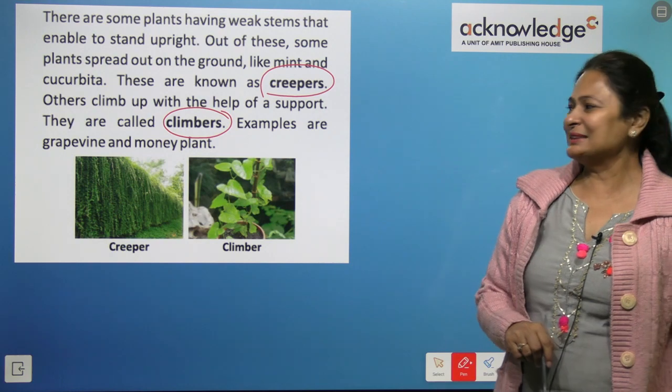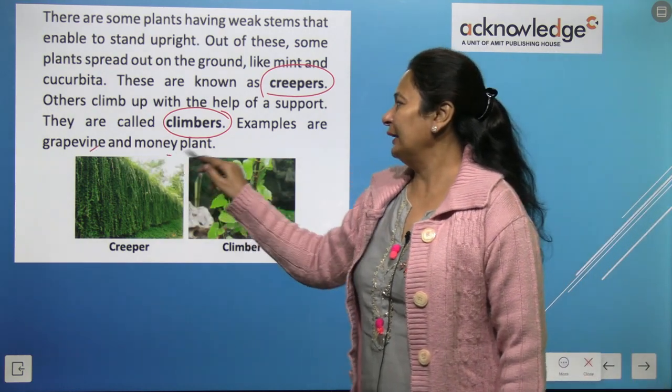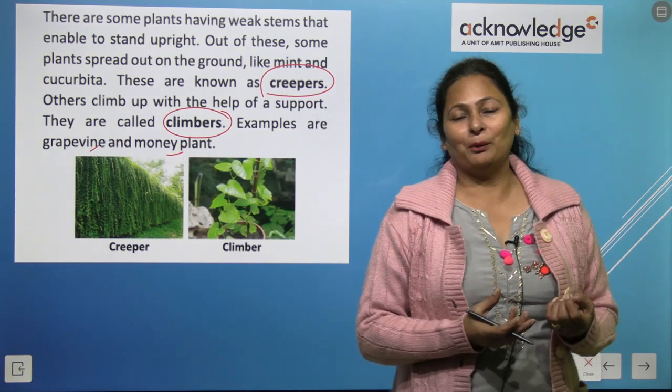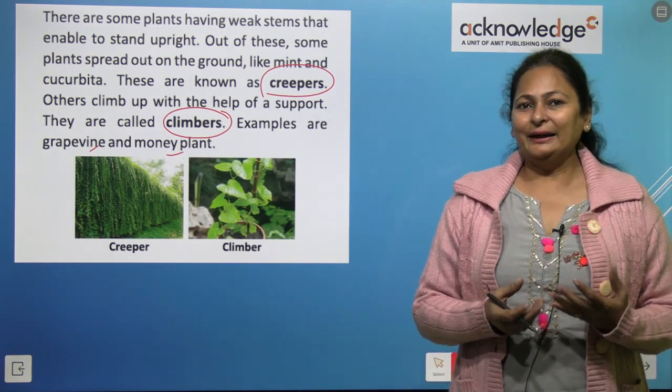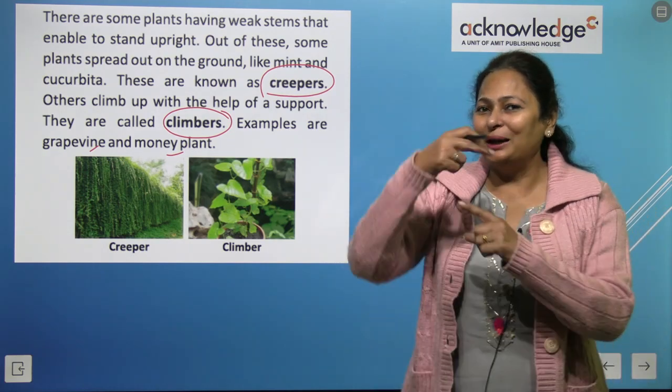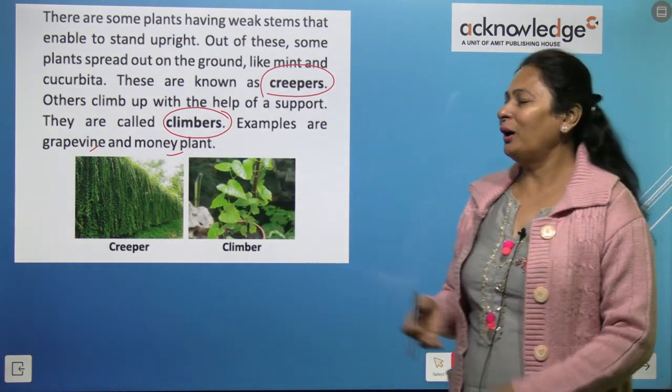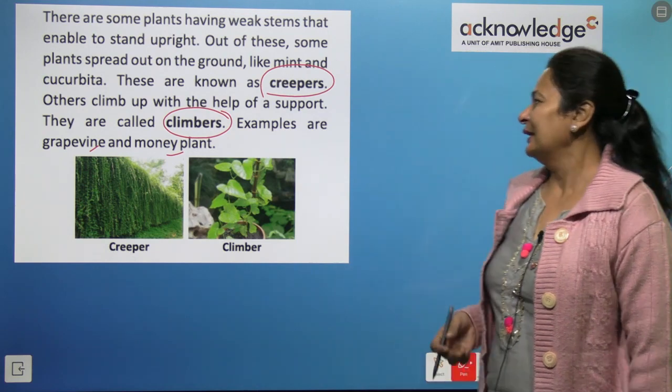Examples of climbers are grapevine and money plant. You must have seen a money plant. You all must be having one at your place, right? So a money plant grows along sticks, right? So they are called climbers.